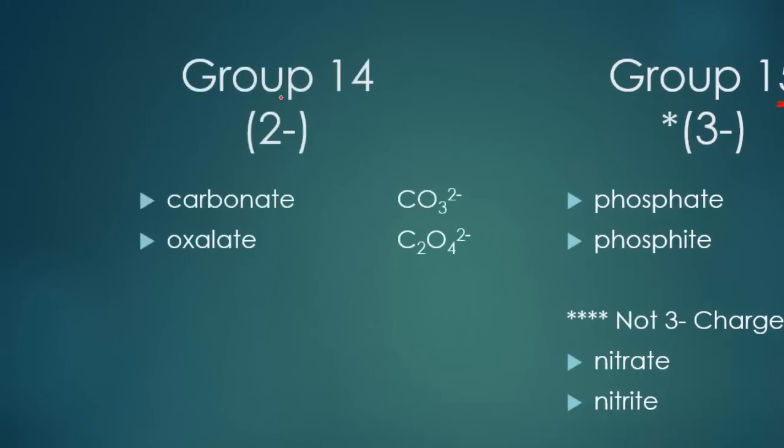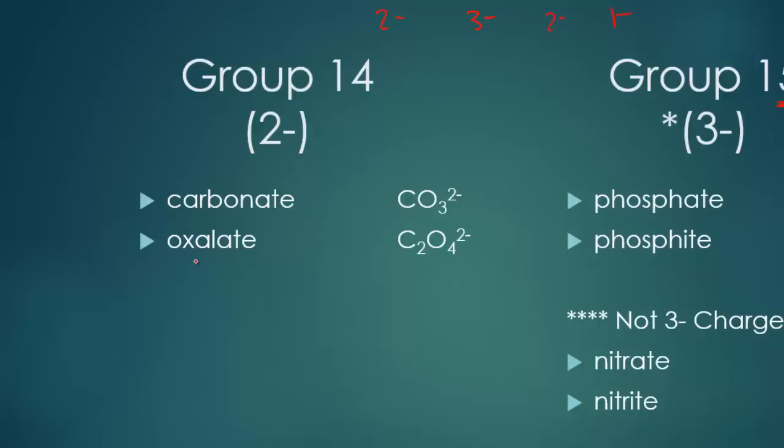Now you might suspect we go to 4 minus. Well, the trend actually goes back to 2 now. So if you think about our groups there, group 17 was 1 minus, group 16 was 2 minus, group 15 was 3 minus, and group 14 goes to 2 minus. That's kind of the trend: 2, 3, 2, 1. Group 14 here is a 2 minus charge, and we have carbonate, which is CO3 2 minus.